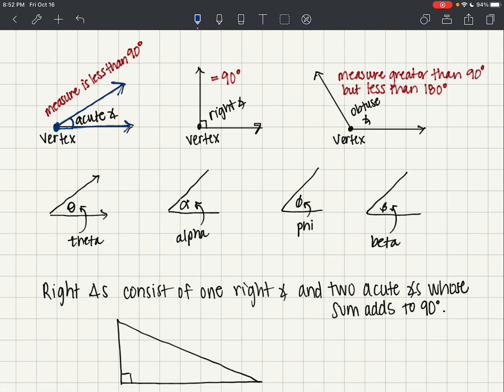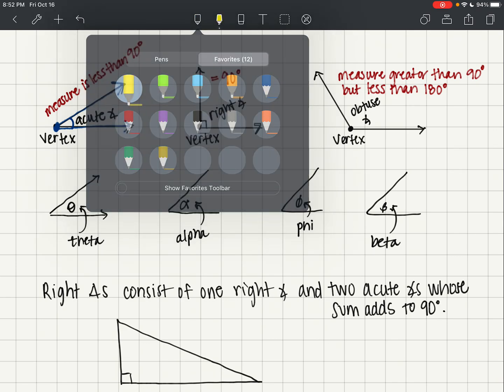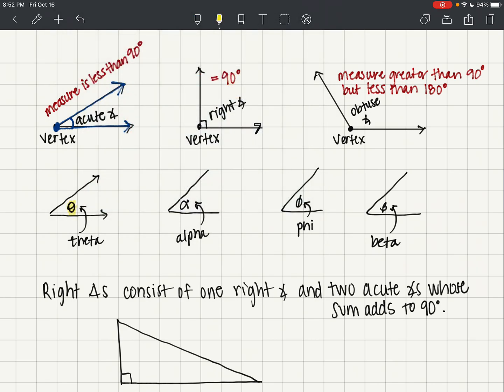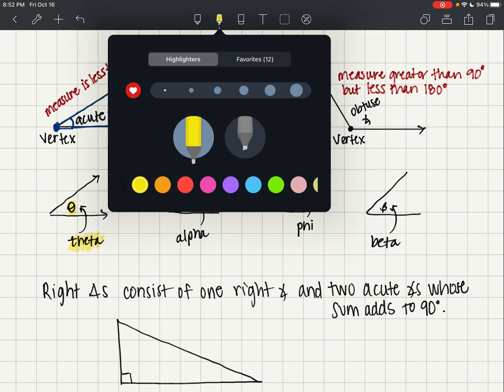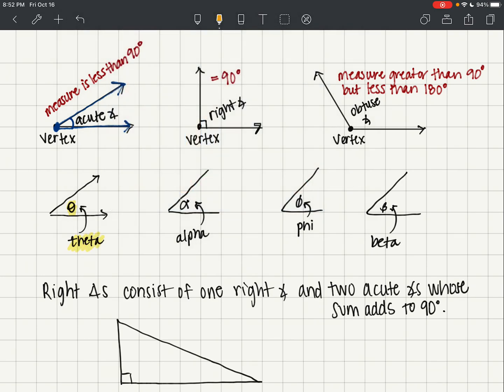Now there's going to be some Greek letters that we name our angles with, and they are theta. So this is the Greek letter theta. So we'll say angle theta. Sometimes we'll use alpha. So alpha looks like a little fish, I've heard. Phi kind of looks like a theta, but the line is going more vertical than it is horizontal. And then we have beta. And beta kind of looks like a B.